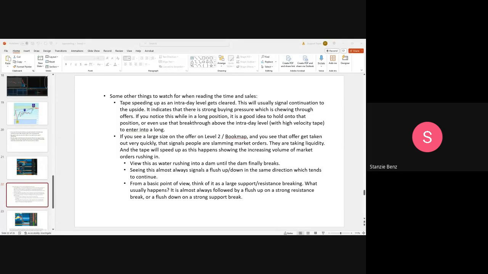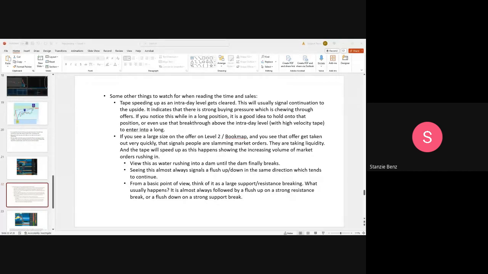So all these things are things to keep in mind. Don't just stare at a zone and kind of wait. That is the argument against the people who say reading tape is outdated, that you can see everything on price, which is not true. You would not really be able to see that without looking at the tape.